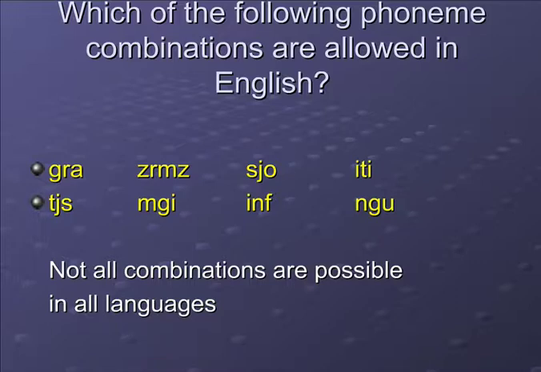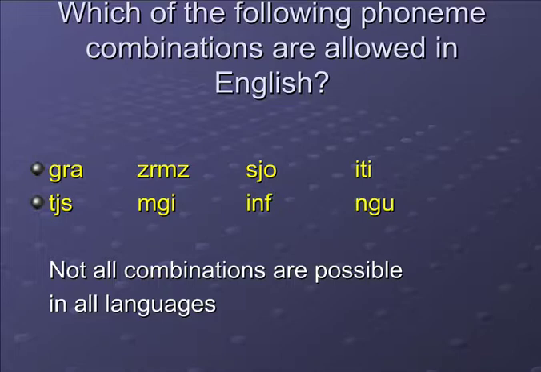All languages are rule governed. This means that in each language certain phoneme combinations are allowed and certain phoneme combinations are not allowed. How about this list here? Which of these phoneme combinations are more likely to occur in English and which are not? I reckon that the ones that are not are the zrmz, the ngu and the tjs. They do not look very English, at least as I look at them just now.